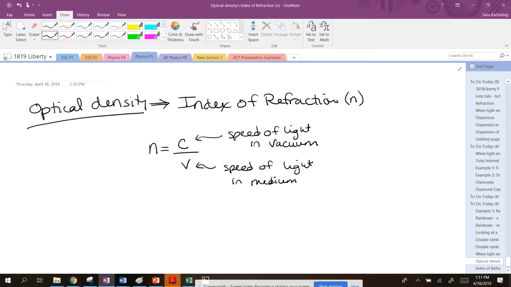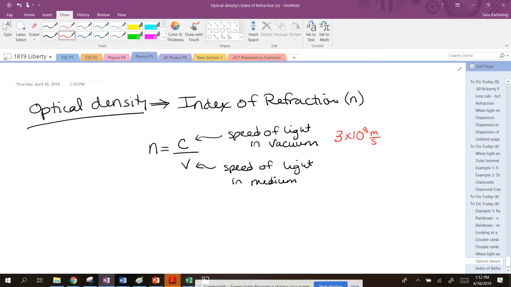Who remembers what the speed of light in a vacuum is? Can you remember that number? Or you can look it up. What was it? 3 times 10 to the 8th meters per second. That is on your equation sheet, so it's not something you have to have memorized. It's just one of those that gets stuck sometimes in your brain.